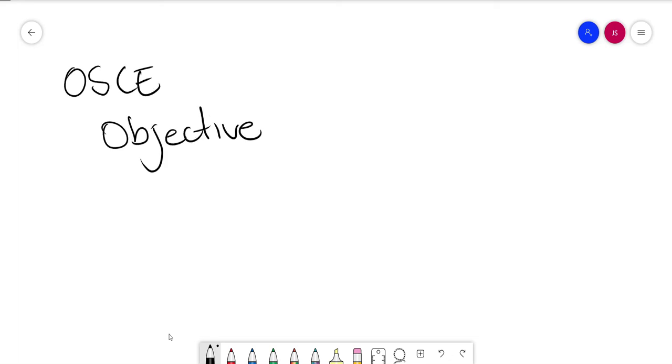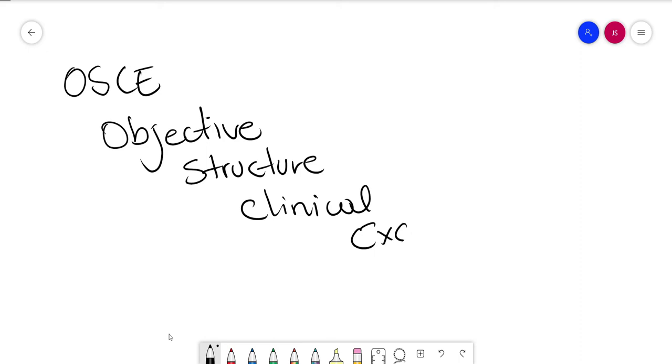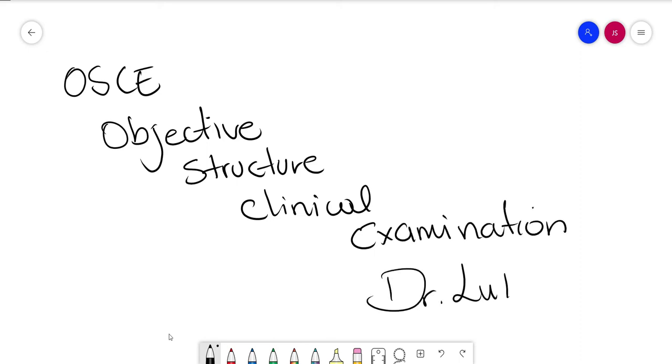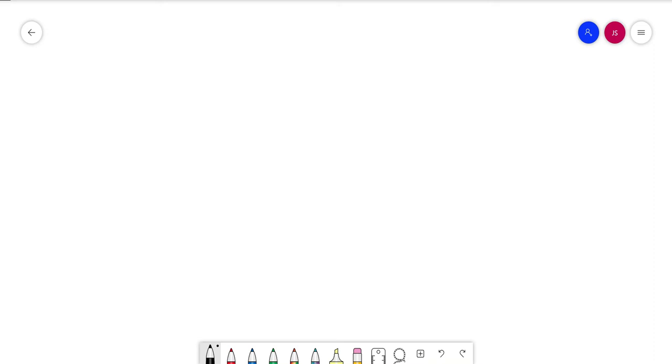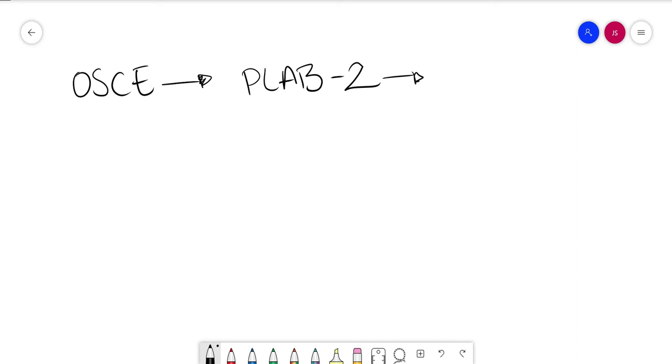Today we're going to be discussing OSCEs, Objective Structured Clinical Examination. So stay tuned. Now if you're planning to take an OSCE, especially if you're applying for registration in the UK as an IMG, you're going to have to take PLAB 2. Now to get GMC registration, you're going to have to pass PLAB 2.